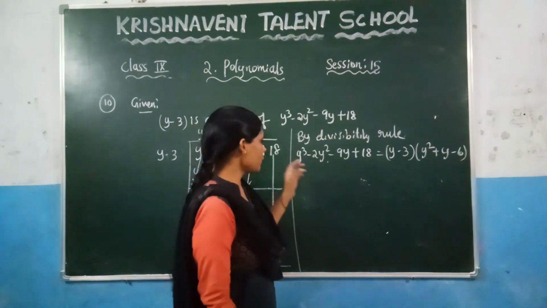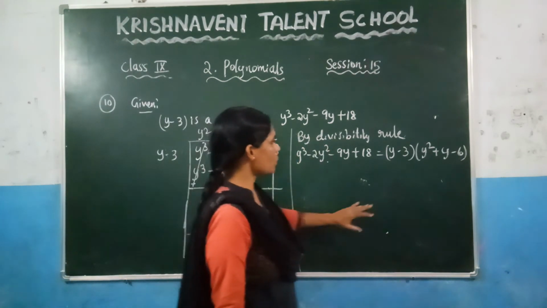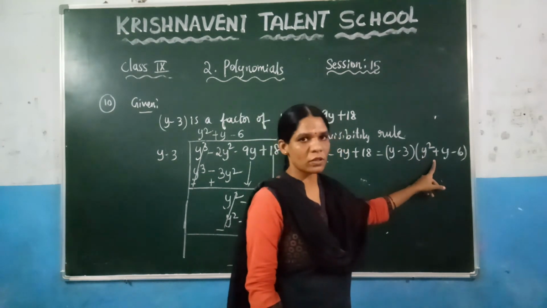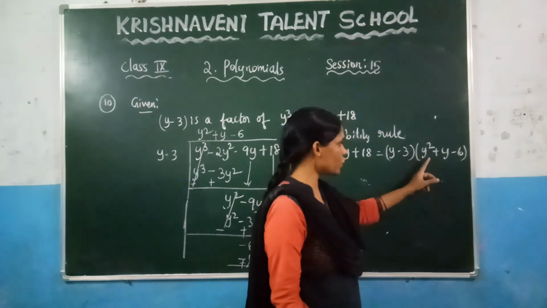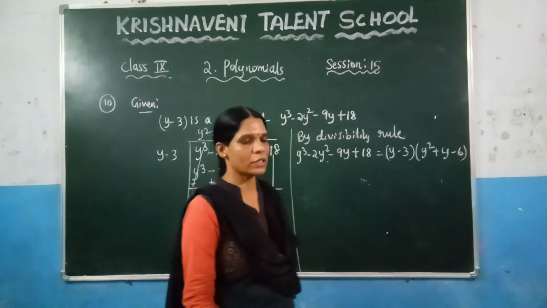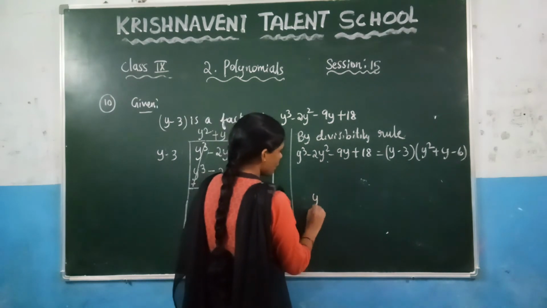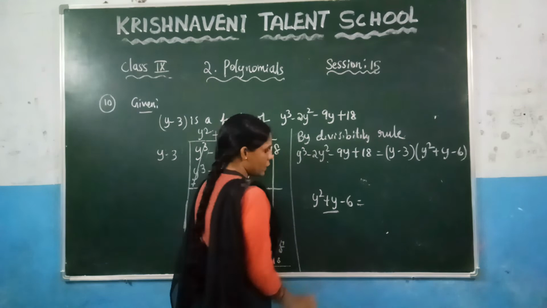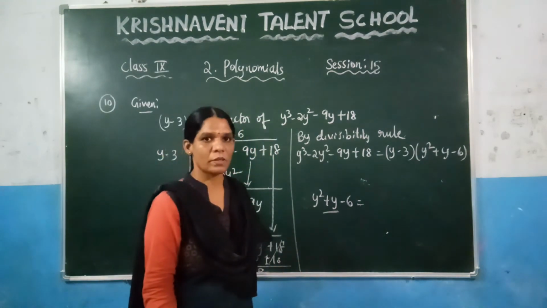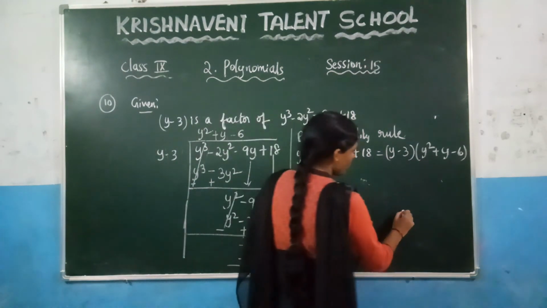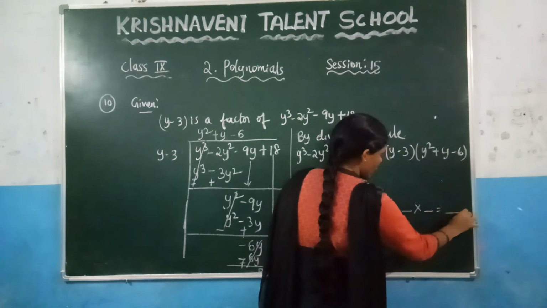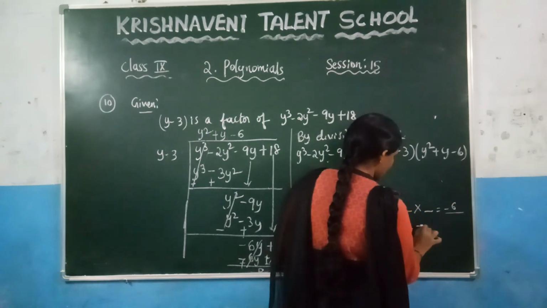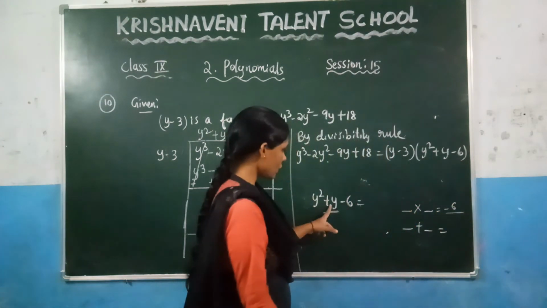Now here we have written the given polynomial as a product of two polynomials. Here you can observe that the quotient is a quadratic polynomial. Again, you need to take this polynomial and split it as a product of two linear polynomials. So take y square plus y minus 6. Now you need to split the middle term. While splitting the middle term, you need to write two numbers such that if you take the product you get minus 6, and if you add the same numbers, you get the middle term.